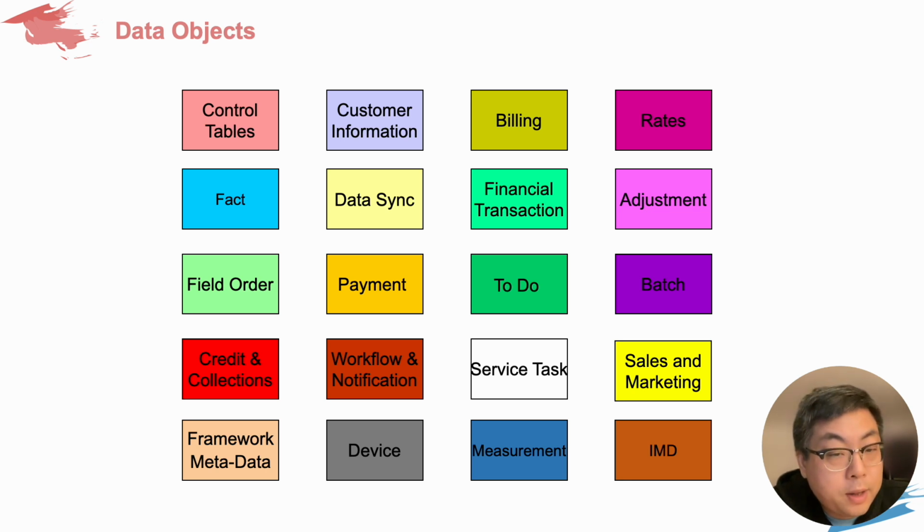And then we move on to the next row, which is the metadata. Obviously, this is the F1 layer we just talked about. Device measurement and IMD are all MDM related. We'll talk about that during the MDM discussions.